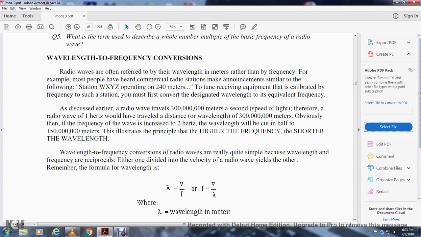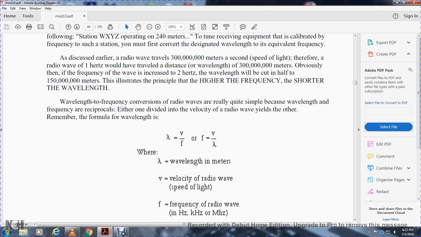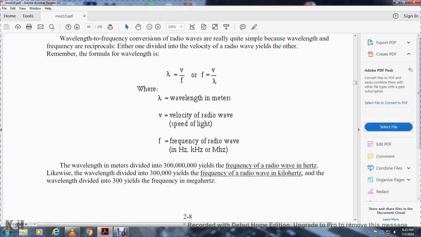Wavelength and frequency conversion of radio waves is really quite simple because wavelength and frequency are reciprocal. Either one divided into the velocity of the radio wave yields the other. Remember the formula: wavelength in meters is equal to the velocity of the radio wave, the speed of light, over the frequency of the radio wave in hertz, kilohertz, or megahertz. Or, frequency of the radio wave is equal to the velocity of the radio wave over the wavelength in meters. Dividing 300 million by the wavelength in meters yields the frequency of the radio wave in hertz.